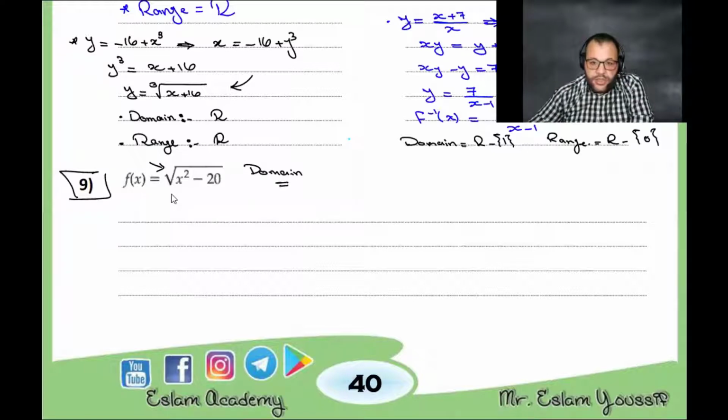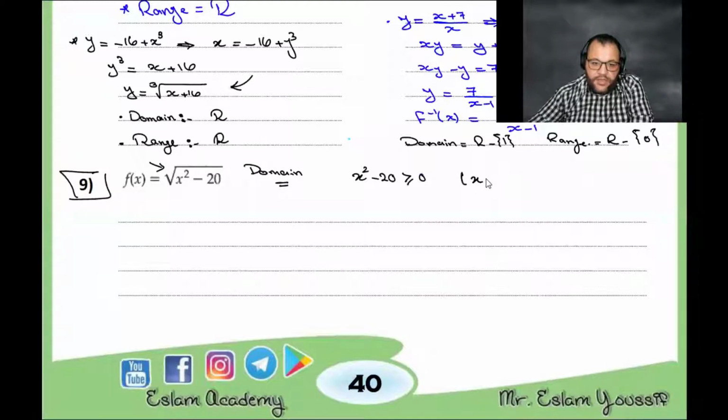This function is a square root function. So how can we find the domain? The expression under the square root, x squared minus 20, is greater than or equal to 0. Then, after finding it, how can we find this one?